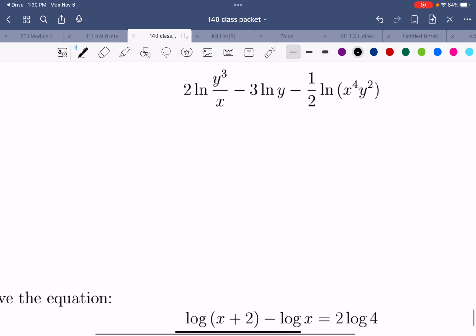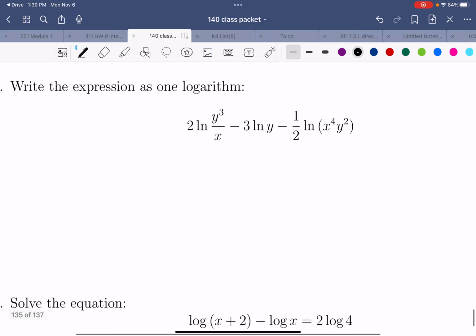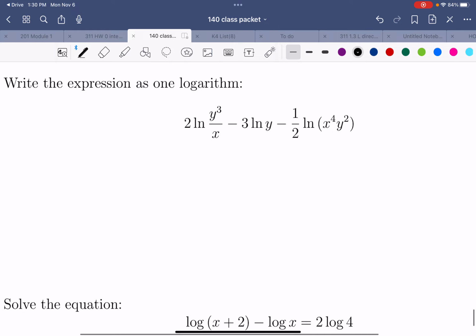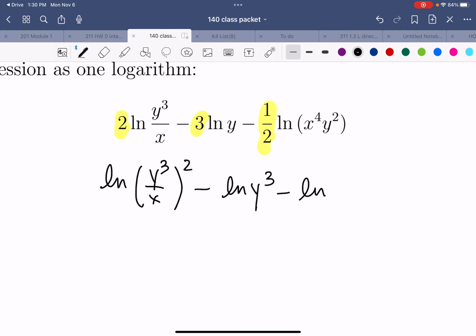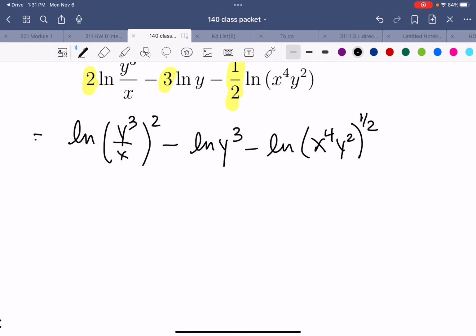All right, last one that we're going to put back together, and then we're going to solve, and we'll be all set. Okay, so first thing I'm going to do here is, let's do this one without expanding it and see what happens. So the first thing we're going to do is put the powers back up top. So this will become the natural log of y cubed over x squared minus the natural log of y cubed minus the natural log of x to the 4th y squared to the 1/2 power. Now let's distribute those powers.